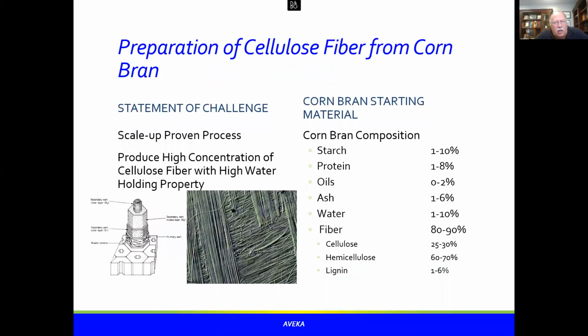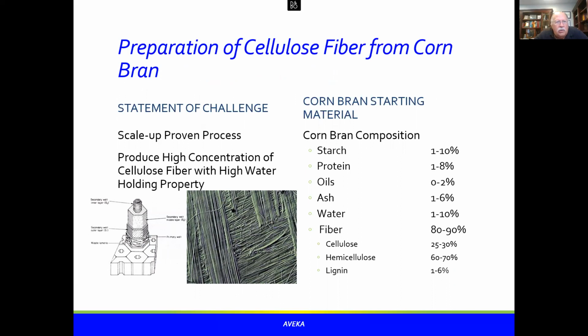So the first one, for preparation of cellulose fiber from corn bran, the statement of the challenge, and this was a great one. It's just scale up a proven process. And in fact, it was pretty much scaled up. All we had to do is replicate it, and it was going to just actually work without any problems at all. And the idea was to produce a high concentration of cellulose fiber that had been modified during the process to come up with high water holding properties.